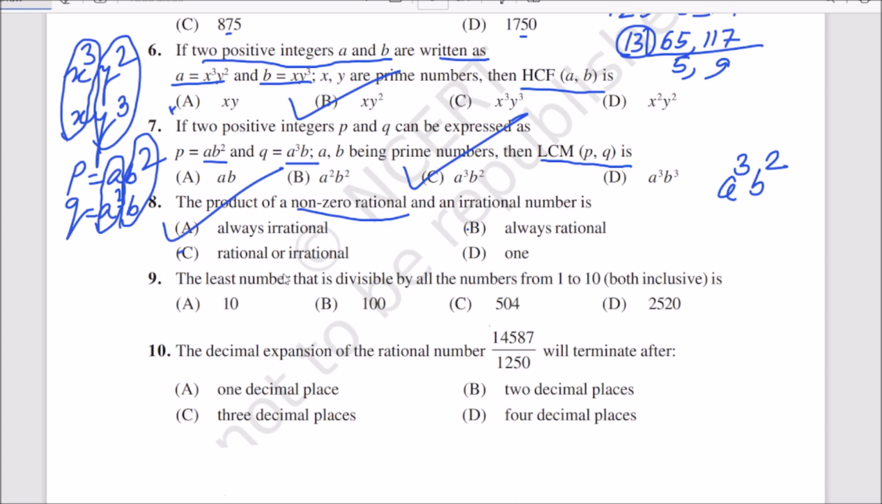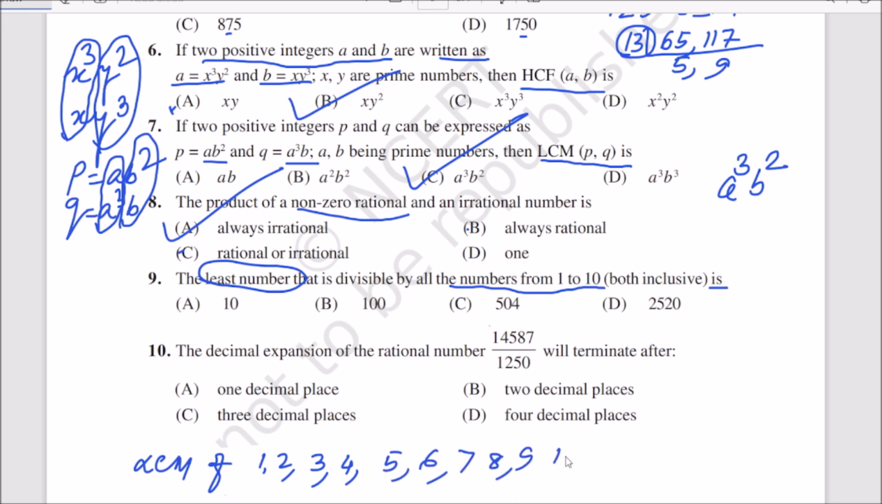Now coming to question number 9. The least number that is divisible by all the numbers from 1 to 10, both inclusive, means 1 and 10 will be included, is 10, 100, 504 and 2520. That means you have to find the least number, means you know it is LCM. So you have to find the LCM of 1 to 10. LCM of 1, 2, 3, 4, 5, 6, 7, 8, 9, 10.